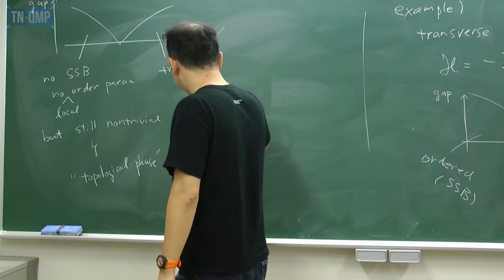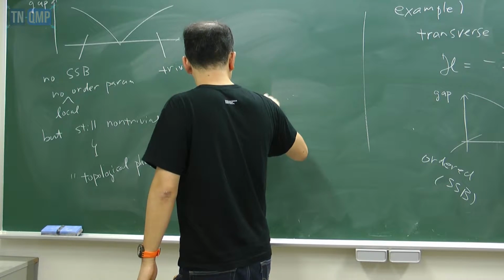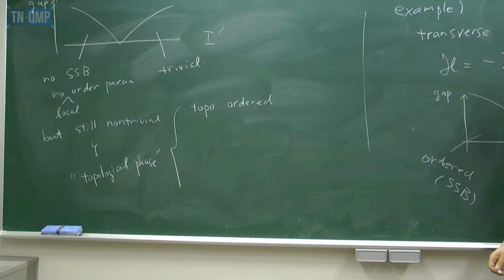and there are some subsets of topological phase. One of them is the so-called topologically ordered phase, which includes fractional quantum Hall effect and so on. That is, this phase is well defined without any symmetry.